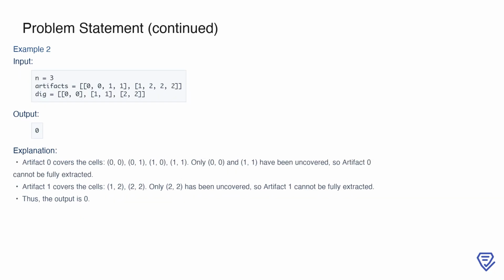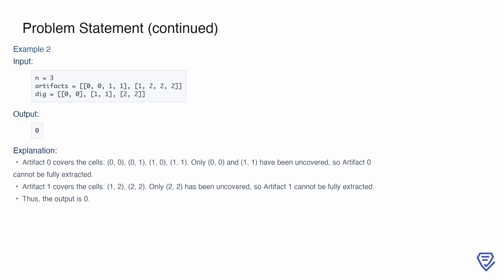Now let's examine another example. This time, the grid size is 3 times 3, and there are two artifacts. The first artifact spans from 0,0 to 1,1, and the second spans from 1,2 to 2,2. The uncovered cells are 0,0, 1,1, and 2,2.